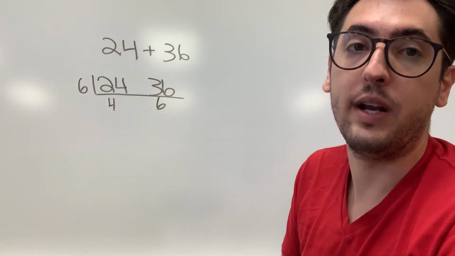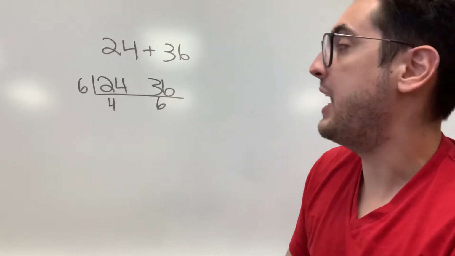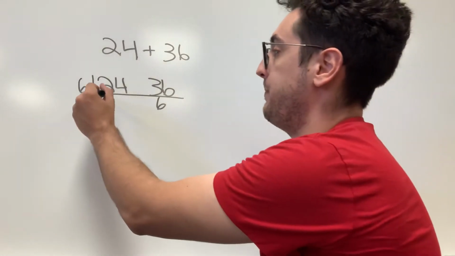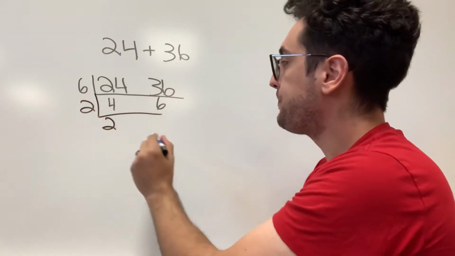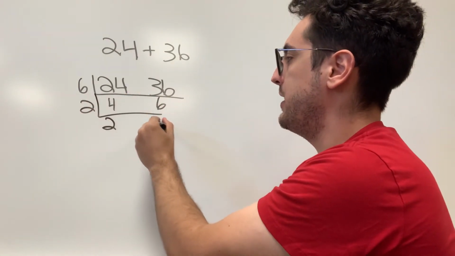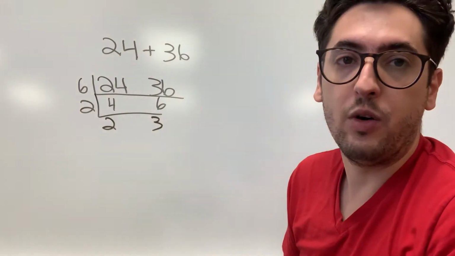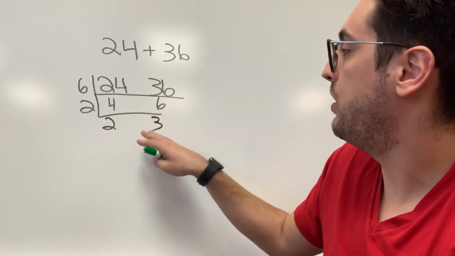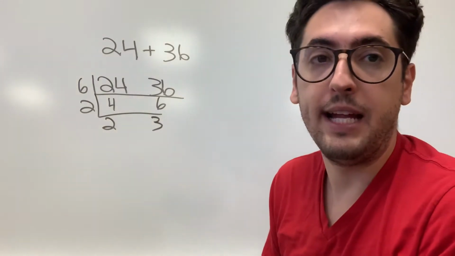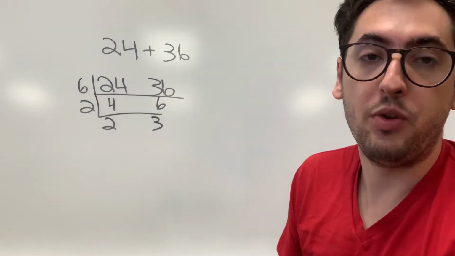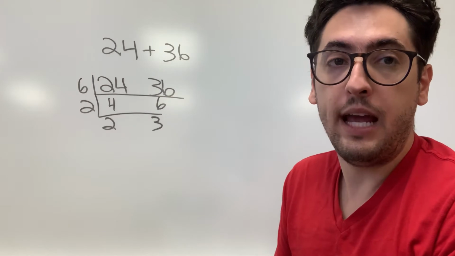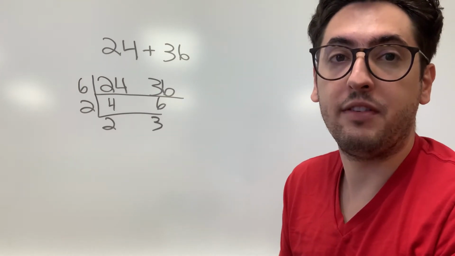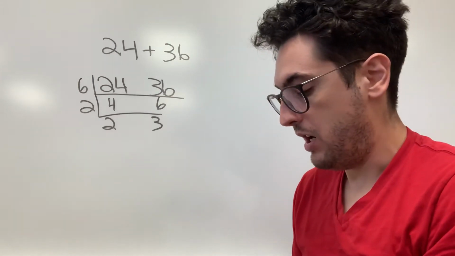I know that 4 and 6 are both even numbers, and I know that 2 will divide into both of them. So I know 4 divided by 2 is 2, and I know 6 divided by 2 is 3. Same deal. I'm going to look. 2, 3. There's not going to be anything that both 2 and 3 can be divided by. So now my next step is I have to find my greatest common factor.